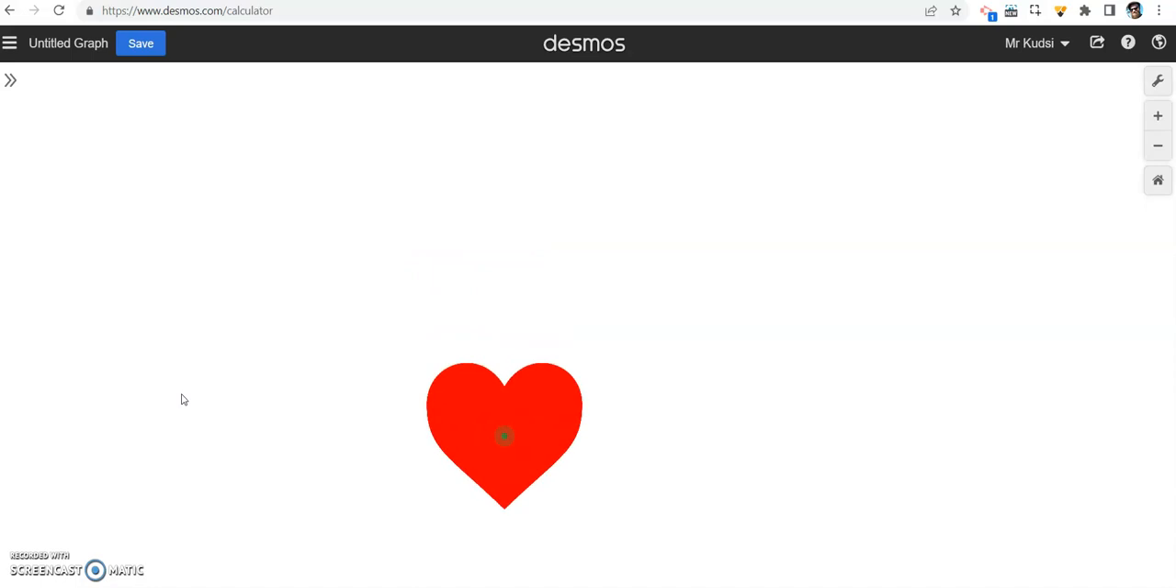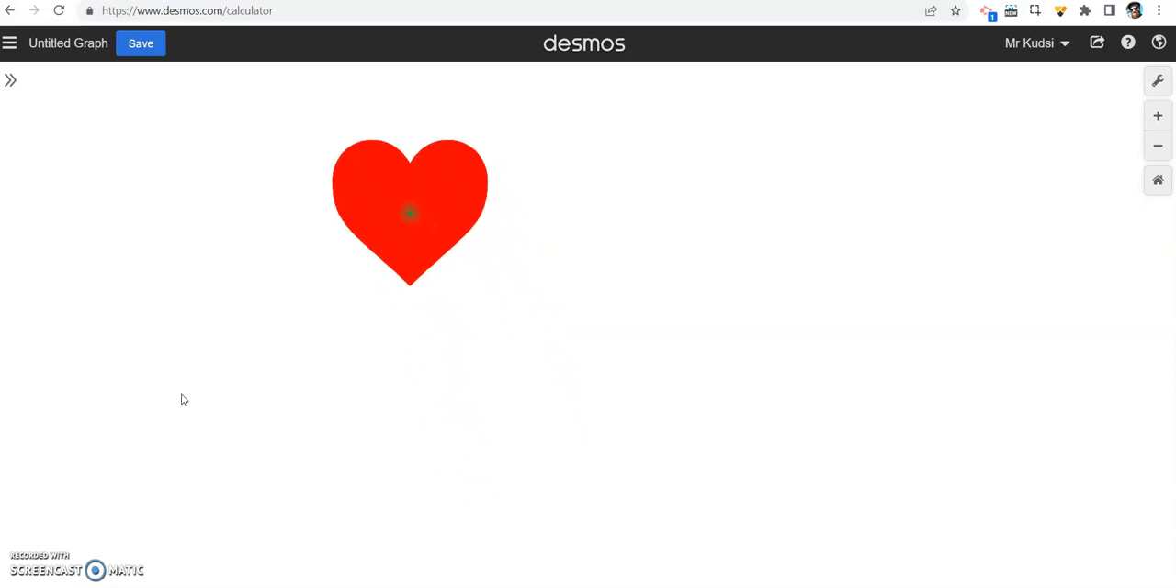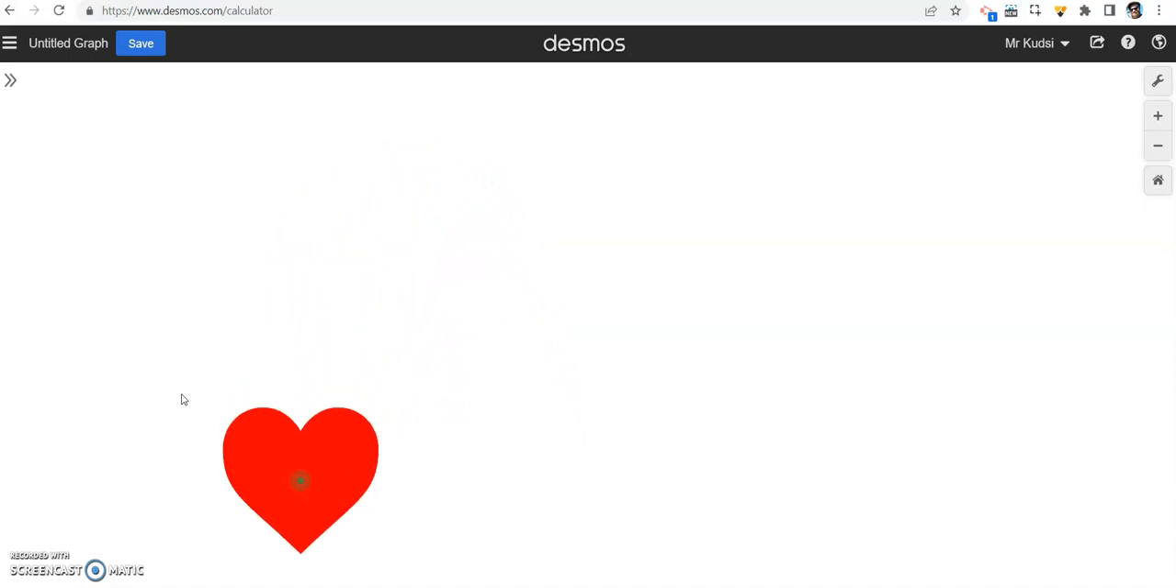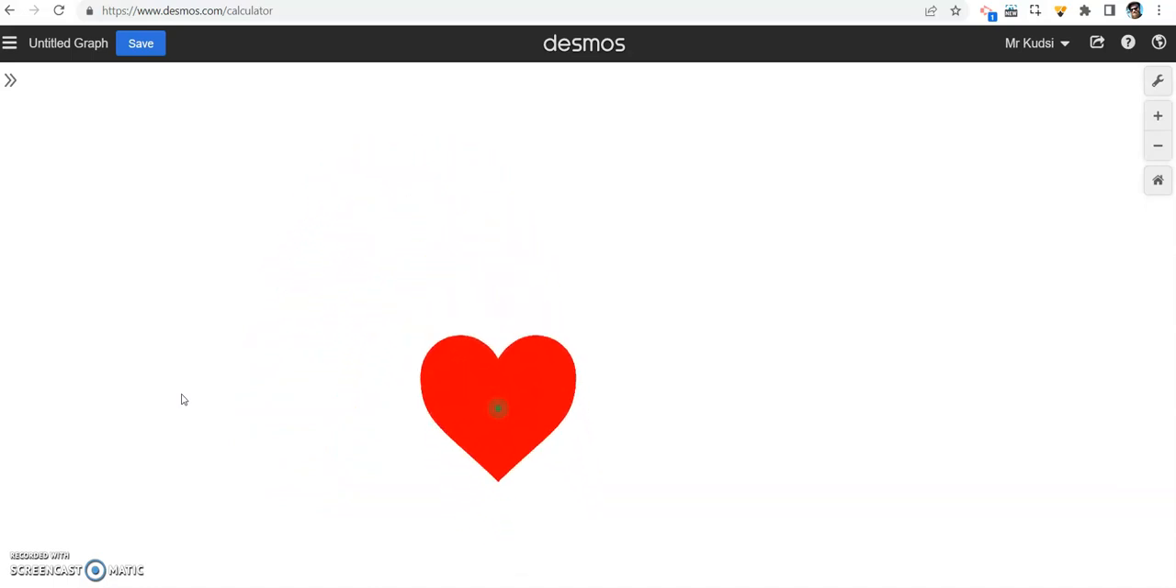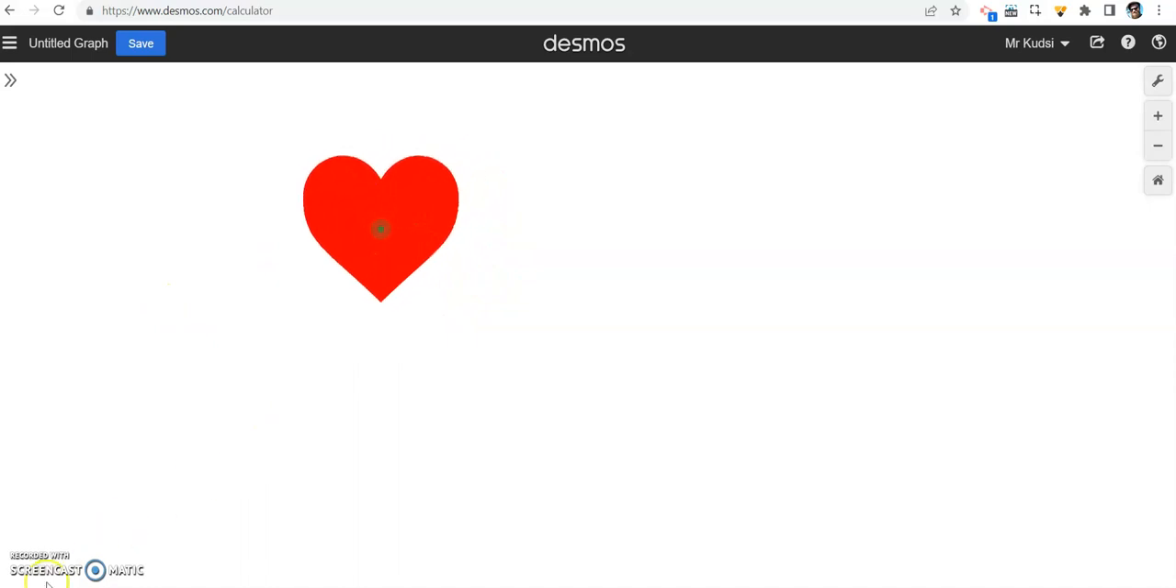Okay, so get creative. You can animate pretty much any shape that you can find on the internet. So go download images that you think might be cool and go from there. All right, have fun with it.